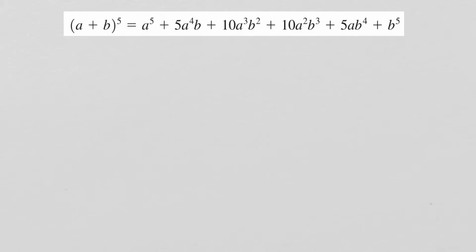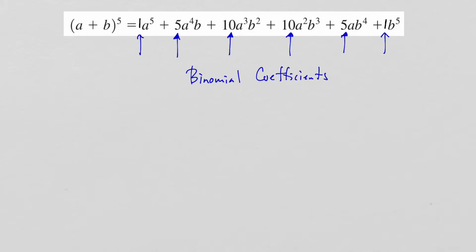So the only thing that comes into question next is how do we get these numbers in front of the variables? And these are called the binomial coefficients. How do we get these numbers? Well, we're going to spend a little bit of time talking about that. But first, let's just make sure we understand this concept.